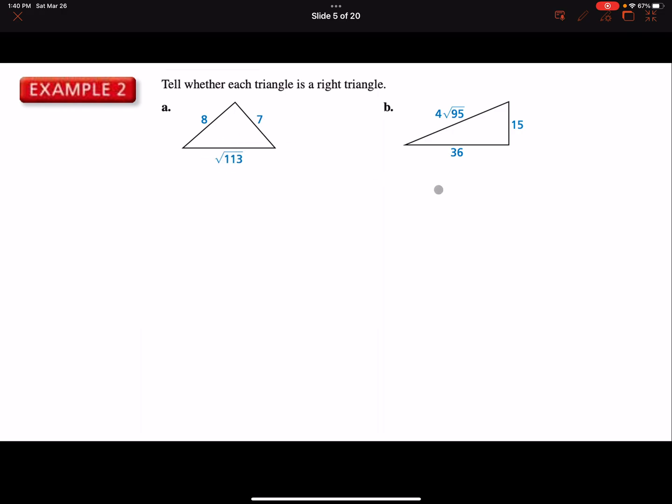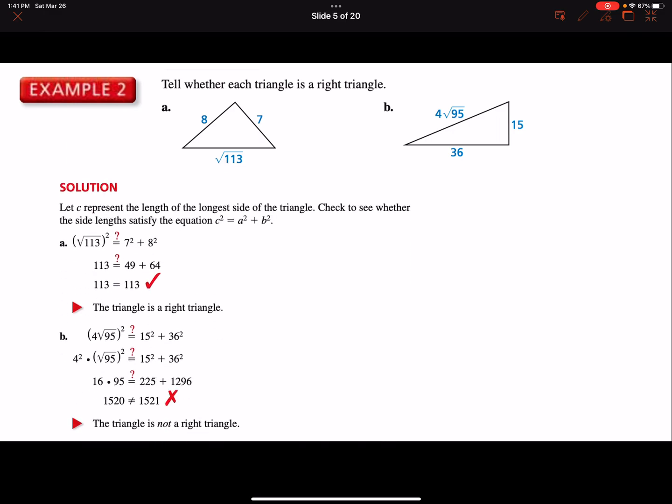If you're not sure which one the longest side is, because this has a root over it, think about a perfect square that you know that's close to 113. Well, there's 100, and the square root of 100 is 10, which is greater than 8 and 7. So the square root of 113, which is greater than 100, should be greater than 10, which is greater than 7 and 8. So I'm going to do 7 squared plus 8 squared equals the square root of 113 squared, which is just 113. And when I do that math, it looks like this.